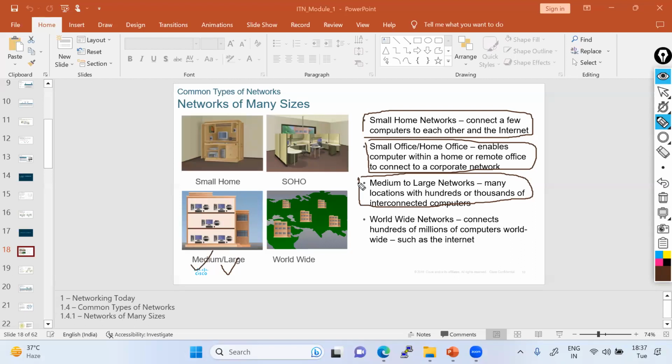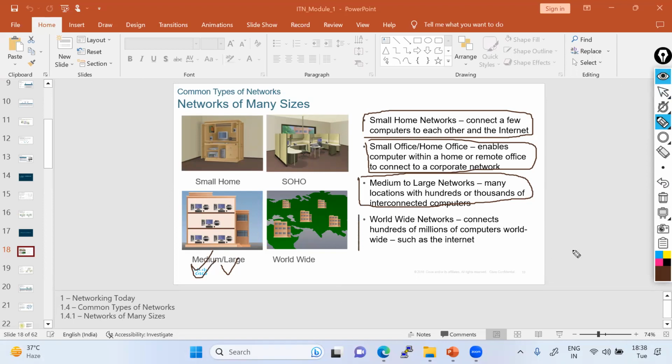So thousands of devices are going to be connected. That is the medium and large network, where you can think about any banking sector, with too many employees coming, or any kind of government organization. They have a very large number of employees who keep coming for daily work. So we require a large or medium network.